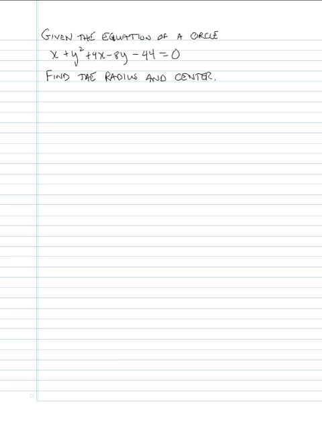Okay. Here our problem is that we're given the equation of a circle, and we know that it's a circle. We're told that. And the equation is in the general form: x squared plus y squared plus 4x minus 8y minus 44 equals 0. And we're asked to find the center and the radius of the circle. So recall, we need to have this written in the standard form. We need it to be written in this form so that we can read the center and the radius directly from the equation. Okay. So to do that, here's the process we go through.